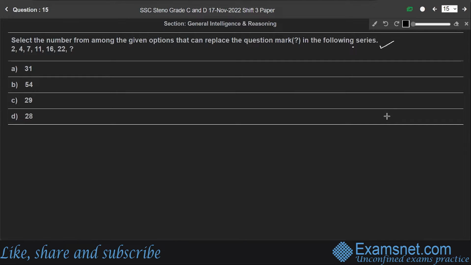Question number 15. Select the number from among the given options that can replace the question mark in the following series. So the series has 6 numbers. We need to find the 7th one. First one is 2, second one is 4, right? So the difference between them is 2, or you can write 2 plus 2 as 4. Next number is 7. So I can write 4 plus 3 as 7. Next number is 11. I can write plus 4. 7 plus 4 is 11. Next number is 16. So just add the next number, which is 5, to 11, you'll get 16.